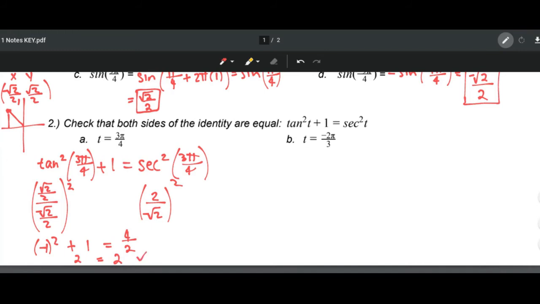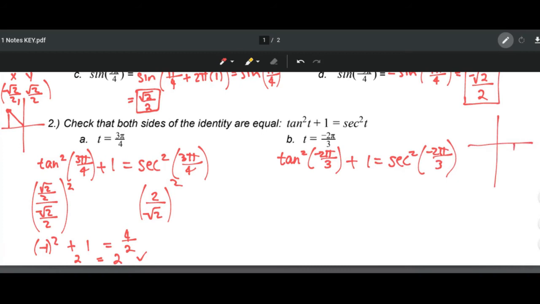So indeed, both sides of the identity are equal. If we look at part B, now they want us to use an angle of negative 2 pi over 3 in this equation. I'm going to do the same thing. If it helps you to draw out the angle, we have negative 2 pi over 3, which would go 2/3 of the way to the x-axis on the left side. And so that would leave us with a 60-degree angle left over.